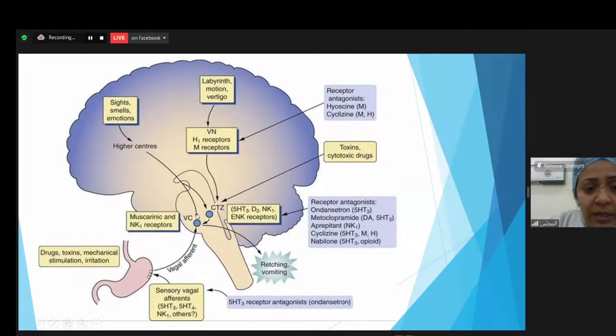So this center has so many impulses coming from everywhere. يعني انت عندك impulses coming from the high centers, from the brain, from the ears, as I said before, and even from the chemoreceptor trigger zone. I'll start with the chemoreceptor trigger zone. This group of nuclei is mainly found in the medulla oblongata, and trickily it is found outside the blood-brain barrier.